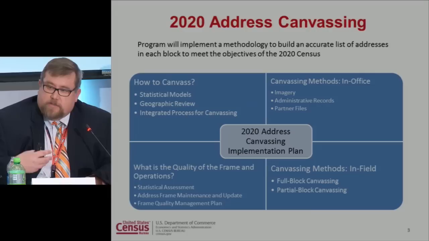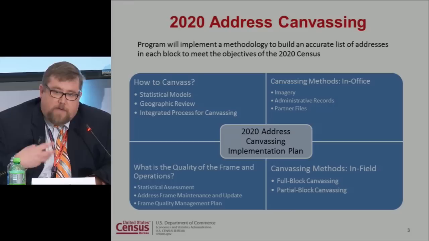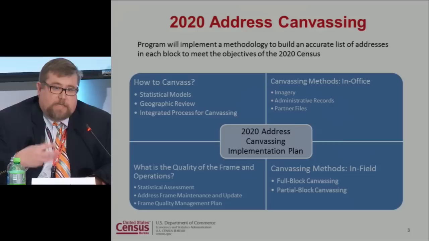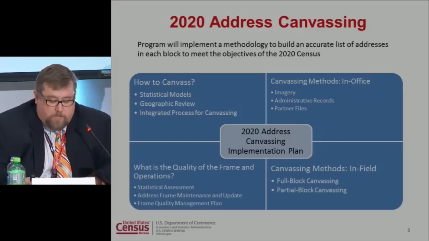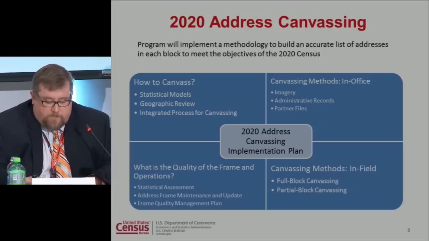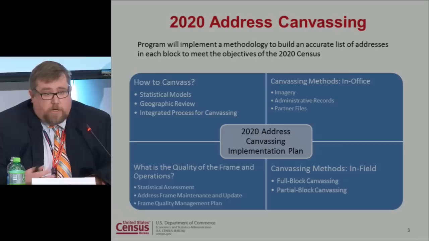And as was discussed this morning, this idea of in-office canvassing is trying to drive at the cost savings associated with reducing the address canvassing in-field workload down to 20%. So in the right box, you see that there are a number of methods that are currently being examined related to how we would conduct the in-office canvassing operation. We might use imagery. Well, we will use imagery, I believe. Administrative records, partner files, and such.